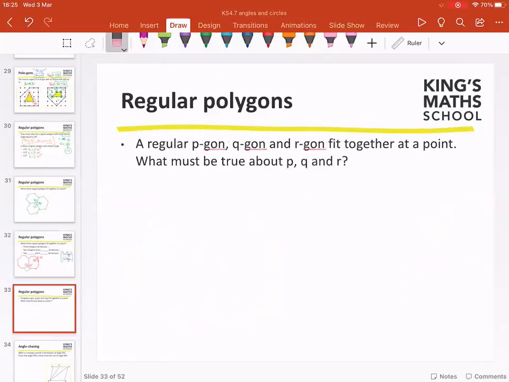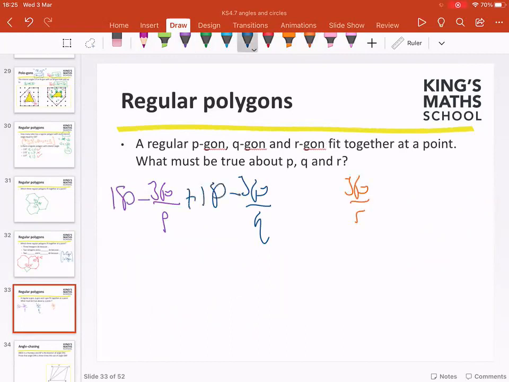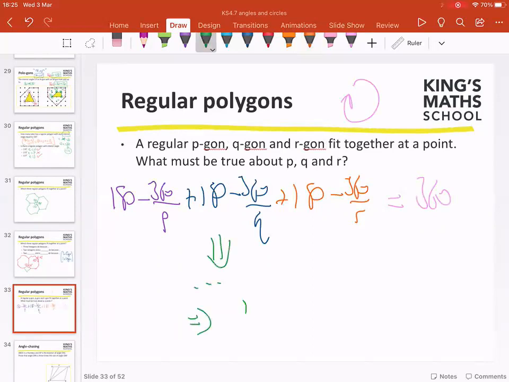Where I want to go with this, though, is what happens in general. If you have a p-gon, a q-gon, and an r-gon, what happens in general? It's much easier to think about exteriors first. The exterior is 360 over p, 360 over q, and 360 over r, because they're regular. And so the interiors are 180 take away each of those. Because I'm going round a point, they must add up to 360. And that simplifies really nicely. So do some algebra, dot, dot, dot. We get 1 over p plus 1 over q plus 1 over r is a half.